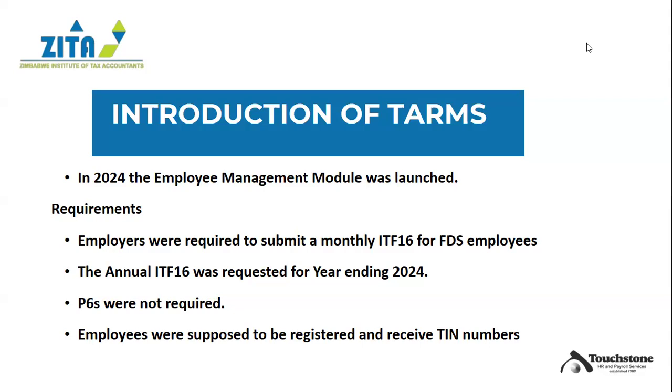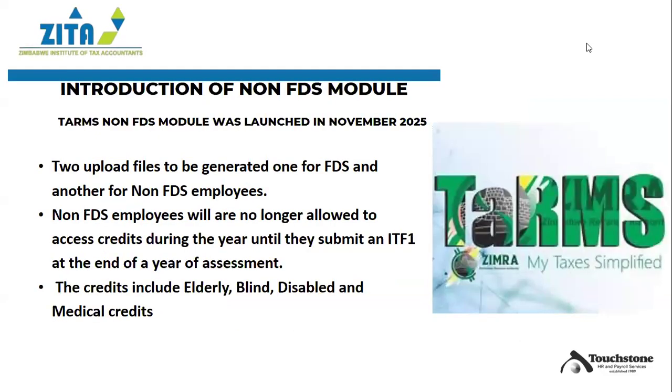Now, P6s, again, were not required at the initial launch of the employee management module, and employees were supposed to be registered and receive a TIN number, a tax identification number. That exercise started then, and it continued to current.